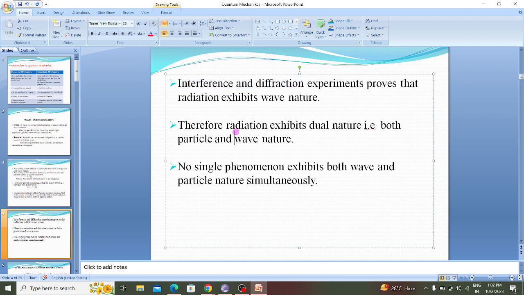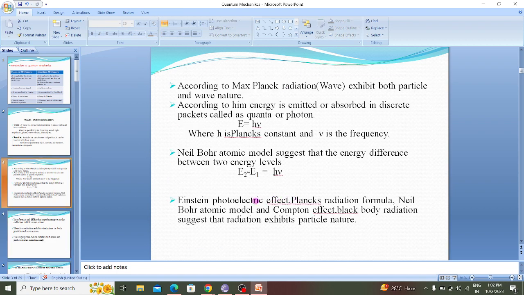Therefore, we can prove that radiation exhibits dual nature, both particle and wave nature. Radiation exhibiting wave nature is proved by interference and diffraction. A wave exhibiting particle nature is proved by Einstein's photoelectric effect, Planck's radiation formula, Neil Bohr's atomic model, Compton effect, black body radiation, all these things.